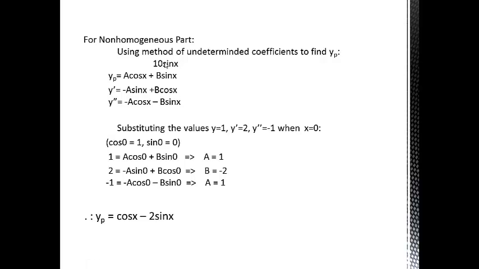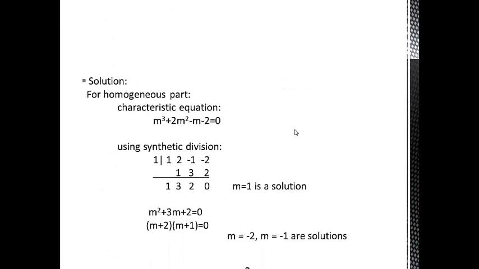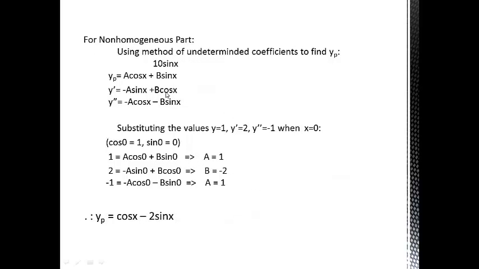Since we have 10 sine x here for the non-homogeneous part, the corresponding yp for it is a cos x plus b sine x. Then we get the derivative y prime, which is equal to negative a sine x plus b cos x. And then we differentiate again to get y double prime, which is equal to negative a cosine x minus b sine x.